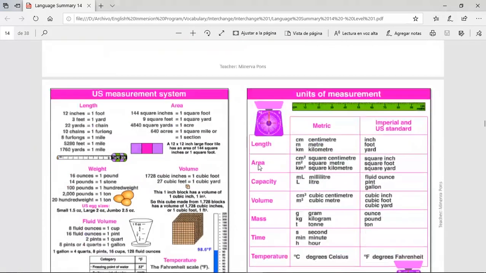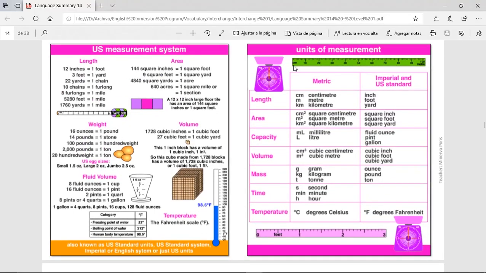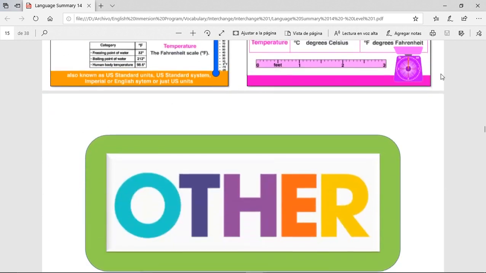Okay, let's continue. This is what I was talking about: the US measurement system and the units of measurement that we have in the metric or imperial. Centimeter, meter, kilometer, inch, foot, yard. You can take your time to look at all of this, because if I go over all of it, that will be taking a lot of time. And there is a lot of information that you can look up on the internet for this. So if you want, you can stop the video, check a bit, or look for it on the internet. But for now, we're going to continue.